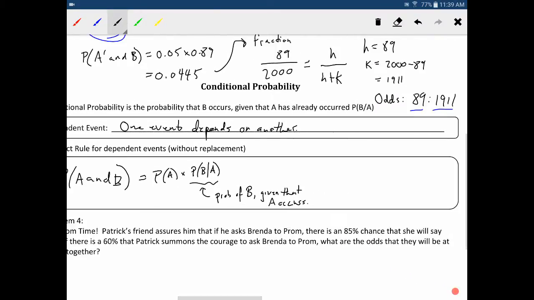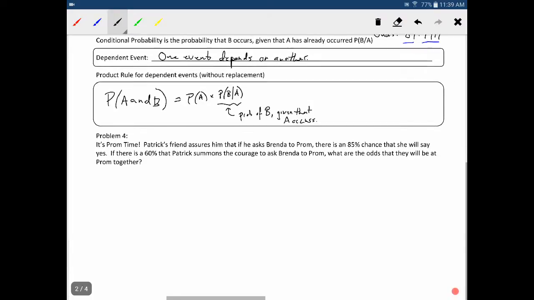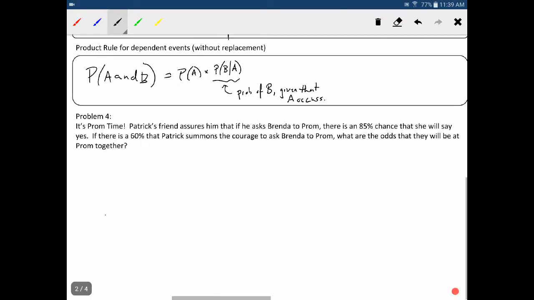I'm going to walk you through an example here to make it clear what that means. It's prom time, and Patrick's friend assures him that if he asks Brenda to prom, there's an 85% chance that she will say yes. There's a 60% chance that Patrick will actually gather the courage to ask Brenda. So we're going to find the odds that they will be at prom together.